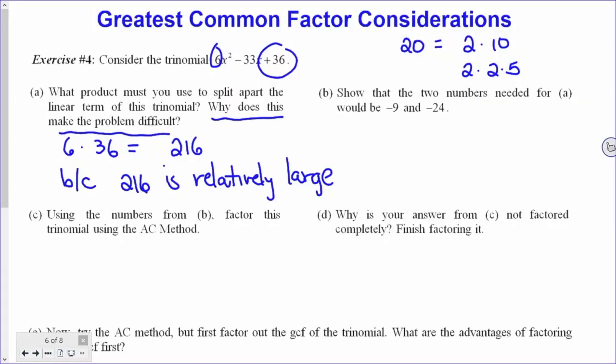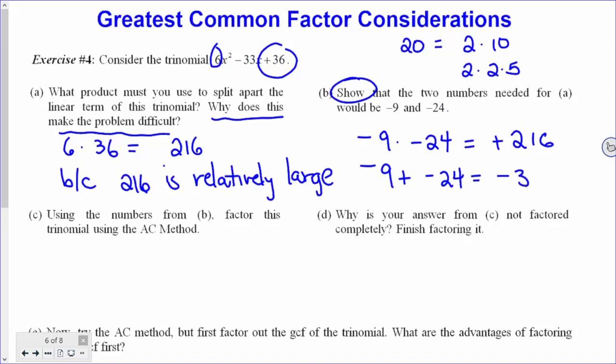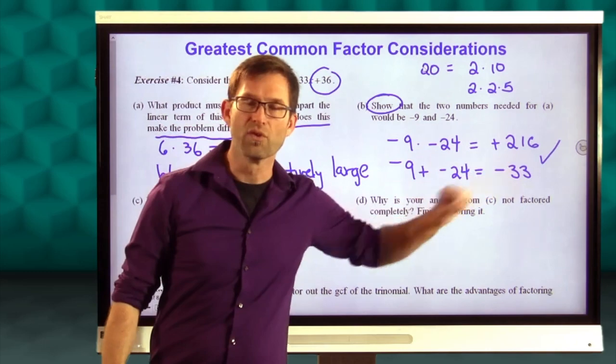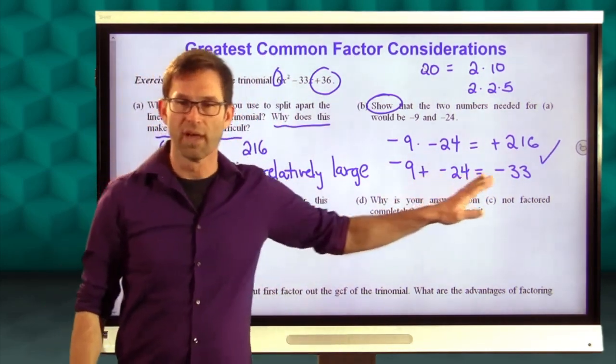Letter B. Show that the two numbers needed for letter A would be negative 9 and negative 24. Well, the way that you would show that these two numbers are the ones needed is by saying, negative 9 times negative 24 is in fact positive 216, and negative 9 plus negative 24 is negative 33. So yeah, those are the two numbers I need. They have a product of 216. They have a sum of negative 33.